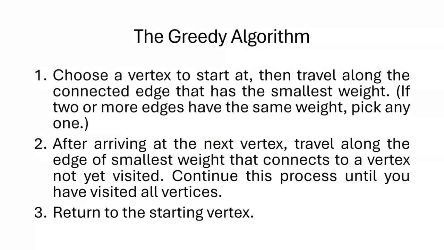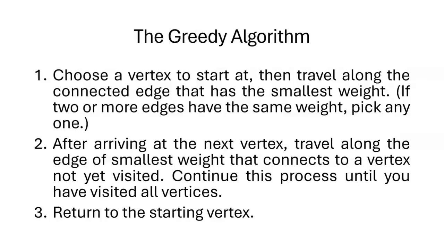And one algorithm, this is a very simple algorithm. Like I said, an algorithm is a series of steps that would end by telling you how to find the optimal answer. And so we call this the greedy algorithm to find a Hamiltonian circuit. You would choose a vertex to start at, then travel along the connected edge that has the smallest weight. So you find the smallest time, and then you use that path. If there's more than one that have exactly the same weight, then it doesn't matter which one you pick, just pick one.